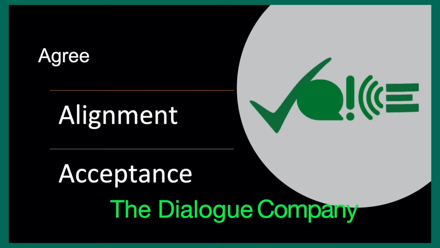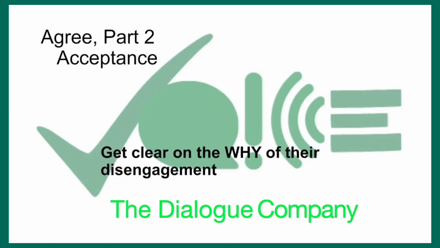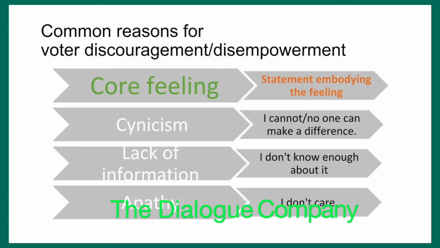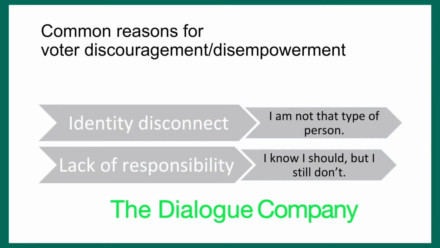Now, one way to do that is to really get clear on what the level of disempowerment is here. I'm going to give you some common examples of where that disempowerment comes from. It might be cynicism, like the person can't make a difference. It might be lack of information, like I don't understand enough about it to vote. It might be apathy, as in I don't really care. It could be identity, like I'm not that type of person. It could be responsibility, like I know I should, but I just don't. All of those are variations of why people feel disempowered.